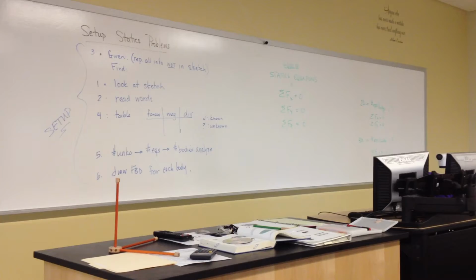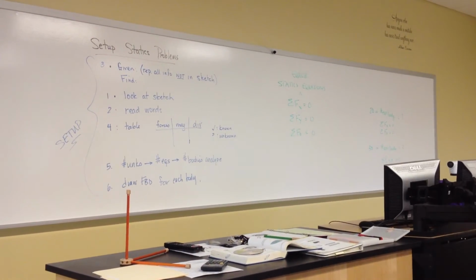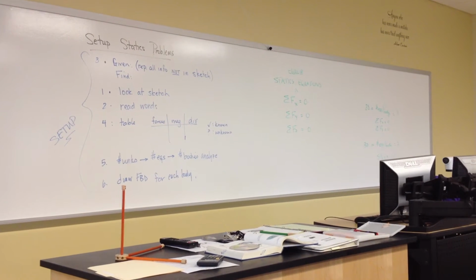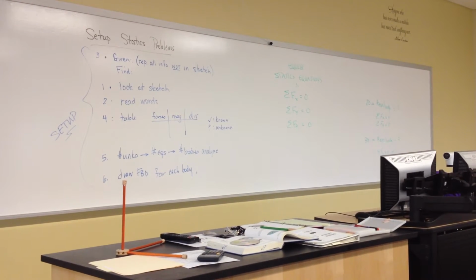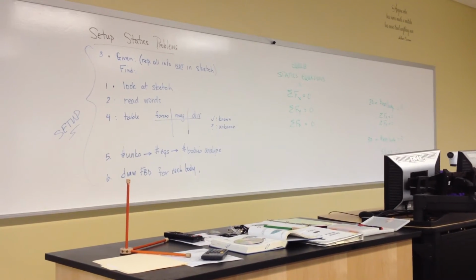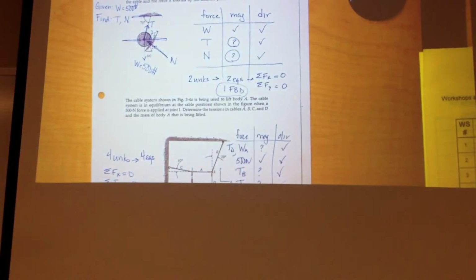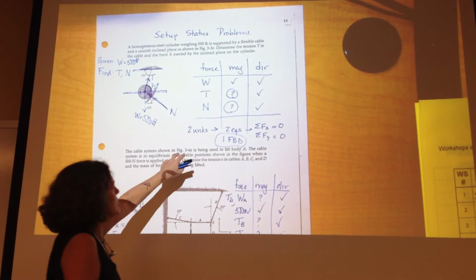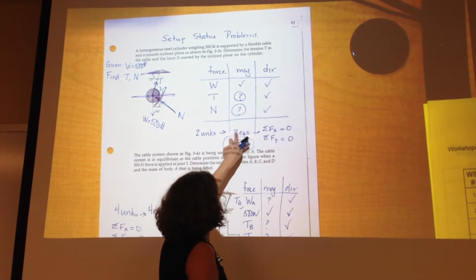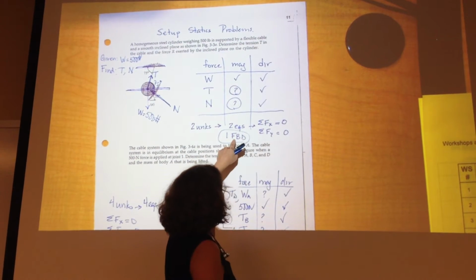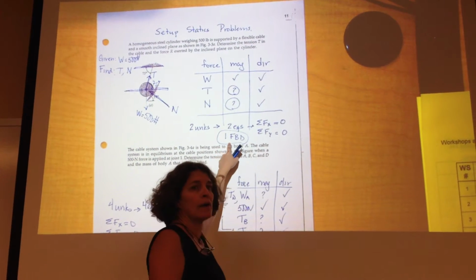Okay? So in the first problem, first thing we did is we looked at the picture. Second thing we did is we read through the words. Third thing we did, which we didn't do, but we're now realizing we didn't do, we write the given and the find. Then we draw our table. We identify all the forces, the magnitudes and directions, and we learn that there are 2 unknowns, which means I need 2 equations to solve it. In order to get 2 equations for a 2D, I need to analyze 1 free body diagram.